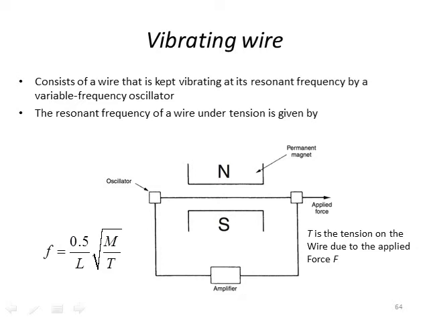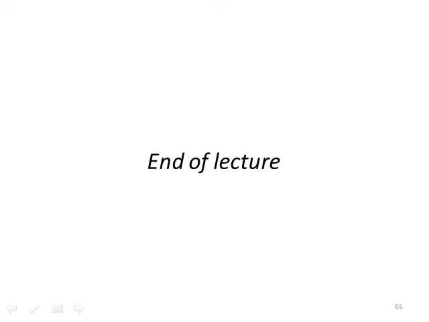So you have a wire that's oscillating in the air gap between a north and a south pole of a permanent magnet. We need to be able to read this thing out. How are we going to do that? So that's the end of lecture 8. Thank you.